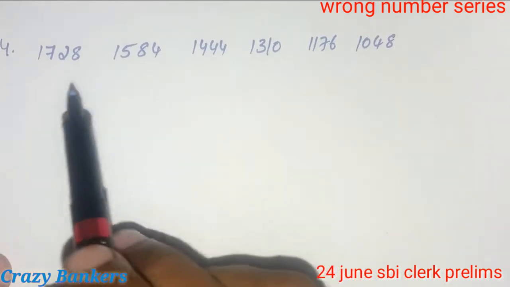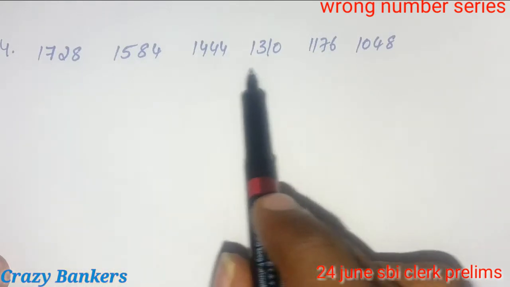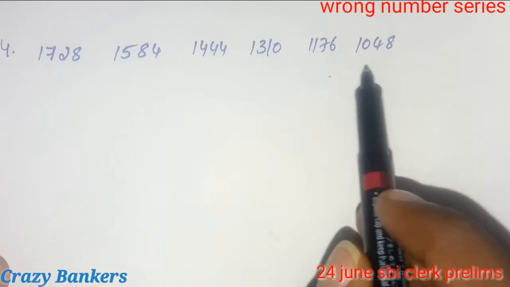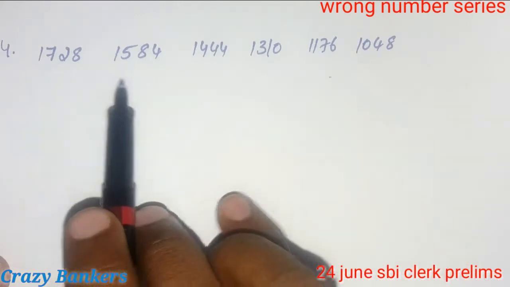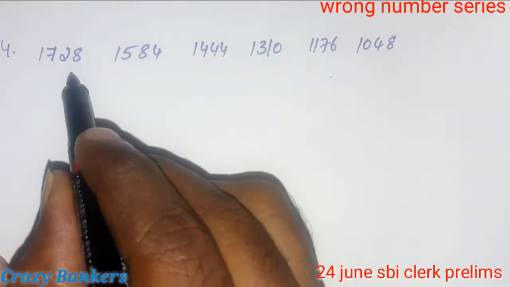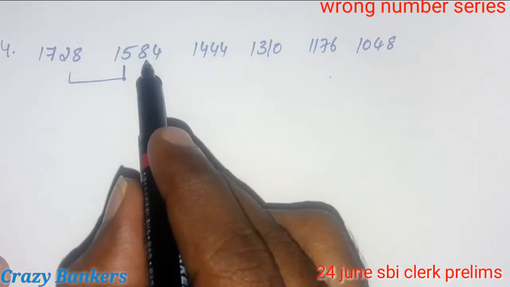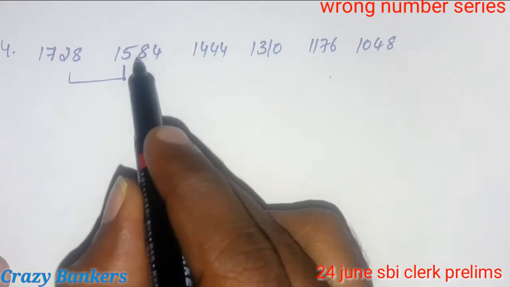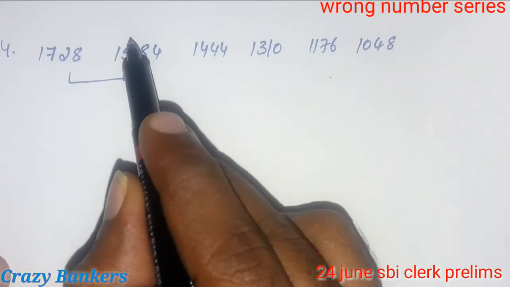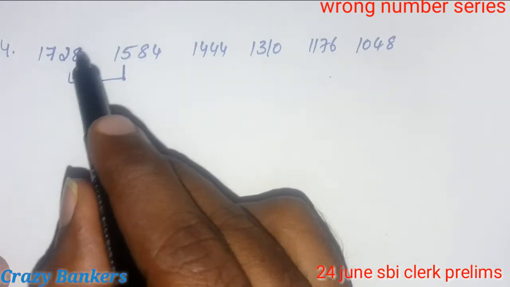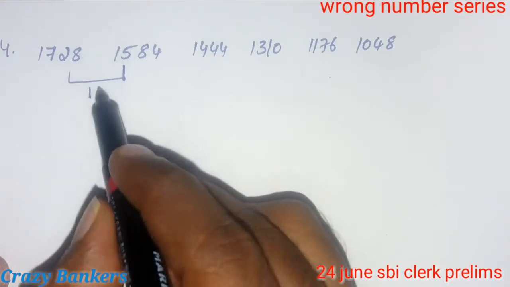Fourth question: 1728, 1584, 1444, 1310, 1176, 1048. The difference between these numbers is very small, so let's take the difference. Subtracting. For 1584, we need 16, it becomes 1600. So 128 plus 16, 134 plus 10, 144.